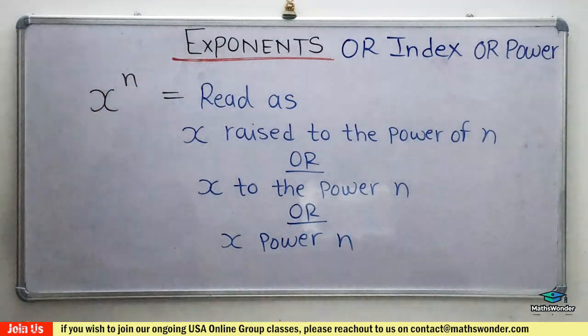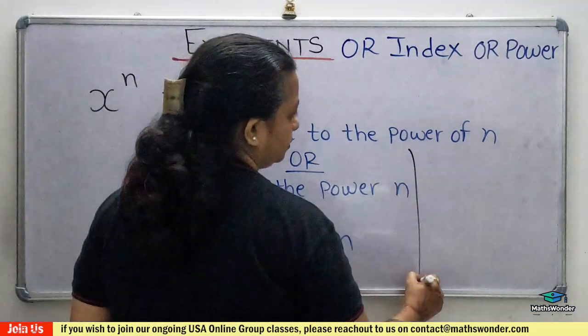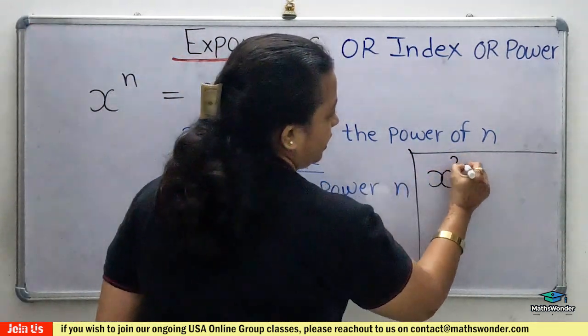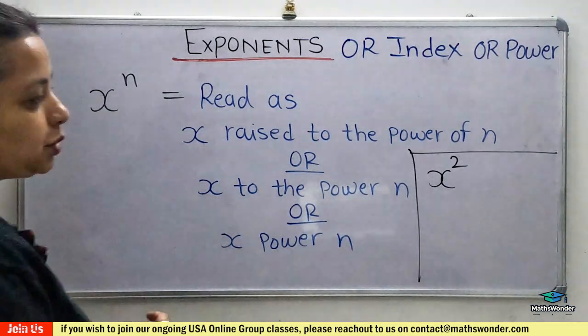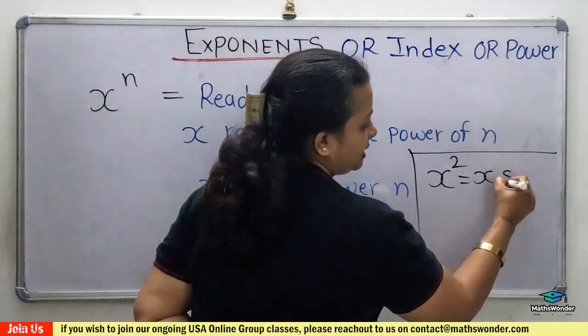Three ways used for reading of exponents. Suppose the question is x square. You can read it x raised to the power of 2, x to the power of 2, or x power 2, but the best reading method is x squared. Yes, x squared.